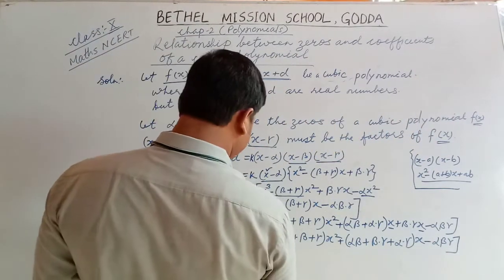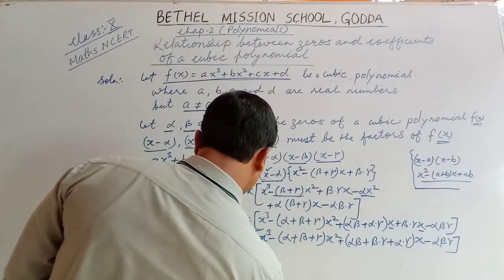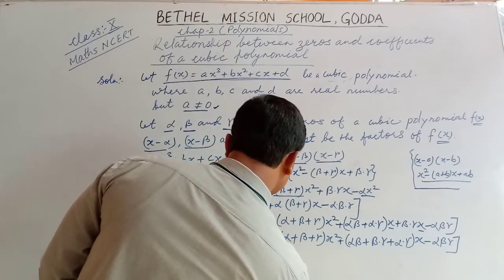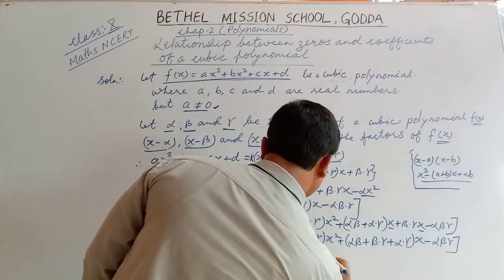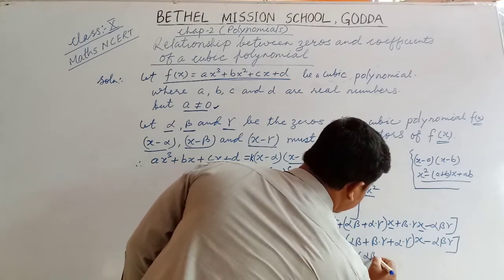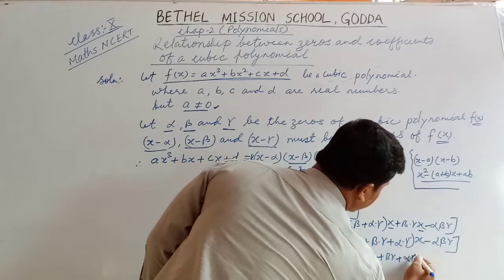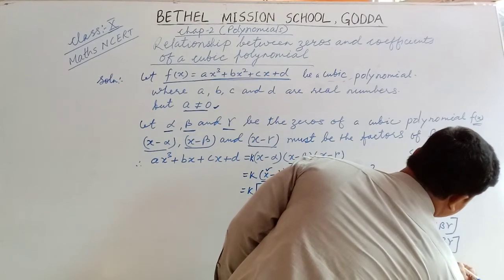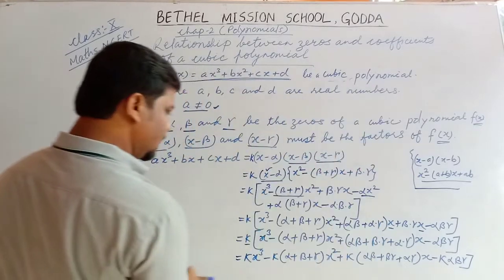Now you can see by k we will multiply all the terms, then finally it will be k x cube minus k into alpha plus beta plus gamma x square plus k into alpha beta plus beta gamma plus alpha gamma into x minus k into alpha beta and gamma.